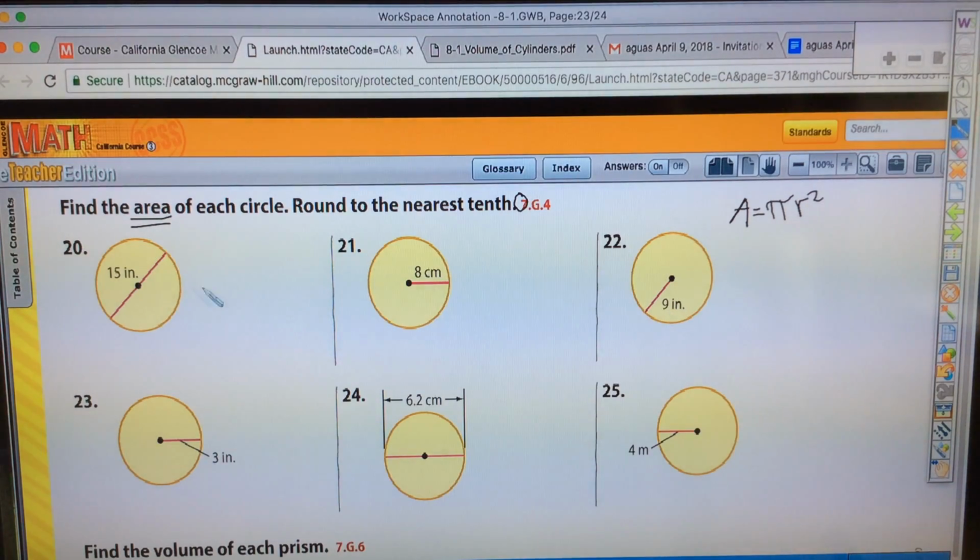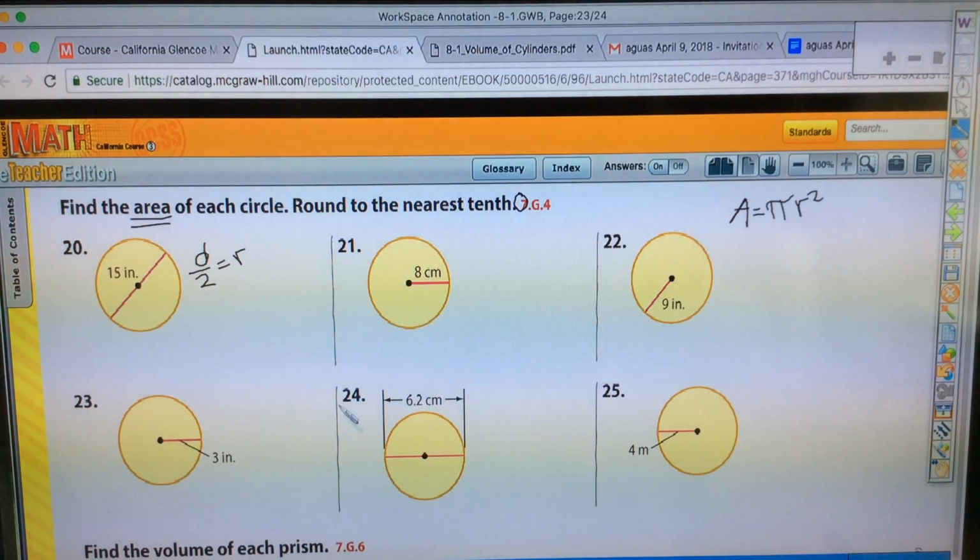So basically, if they're giving you the diameter like they are in number 20, divide that by 2 to get the radius. And number 21 and number 22 and number 23, as well as 25, they're being nice to you. They're already giving you the radius.